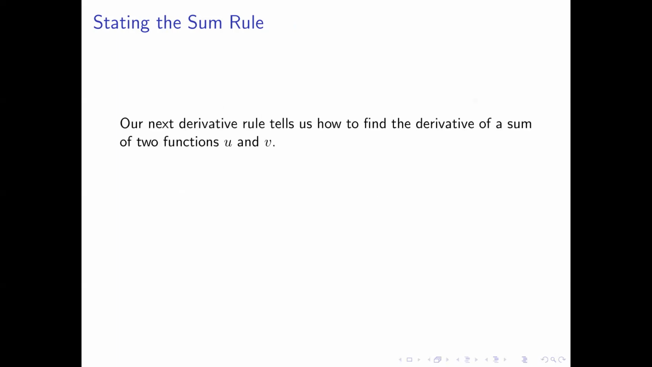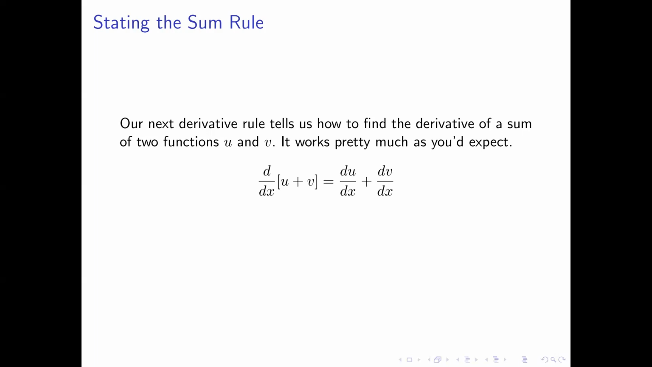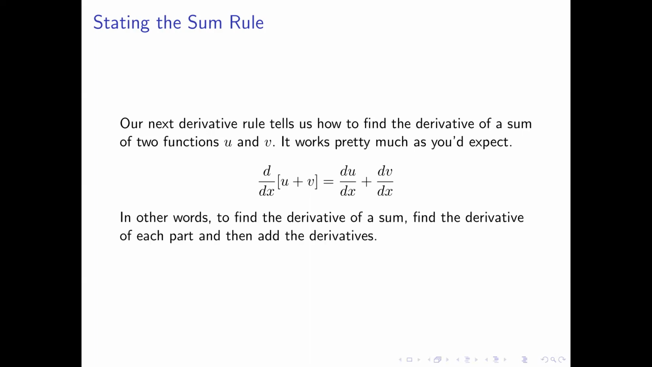With that little preamble about function variables out of the way, we can state the sum rule for derivatives. So this rule tells us how to find the derivative of a sum of two functions. And here are our function variable letters appearing. We'll call these functions U and V. And the rule, fortunately, works pretty much like you would expect. Here's a statement of it. On the left side here, we're taking the derivative d dx of the sum u plus v. On the right, we have du dx plus dv dx. So what this means is that if you want to find the derivative of a sum, start by finding the derivative of each part separately and then add the derivatives together.